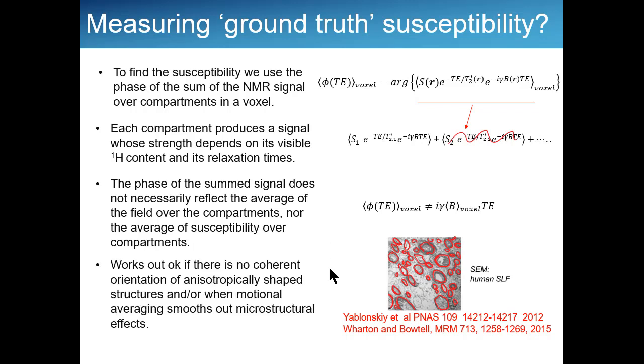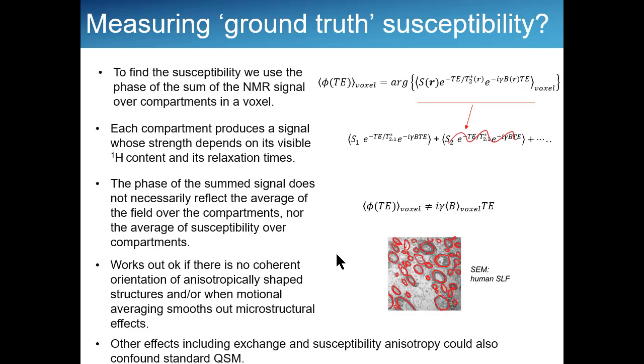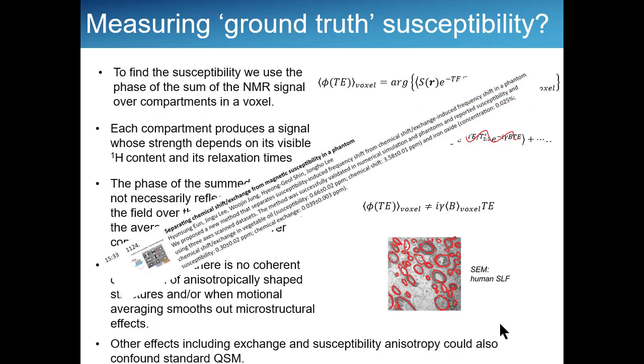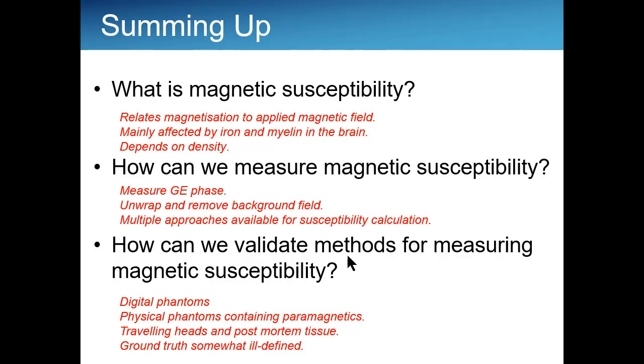So fortunately, things work out okay in the circumstance where you have disordered samples or where motional averaging saves you. But it's worth saying that there are some other effects which can confound you, including exchange and susceptibility anisotropy. And one of the later presentations in this session will look at the effect of exchange and how you might separate it out from susceptibility effects. So just to finish, I think hopefully I've given you at least answers at some level to these different questions, and thank you very much for listening to me.